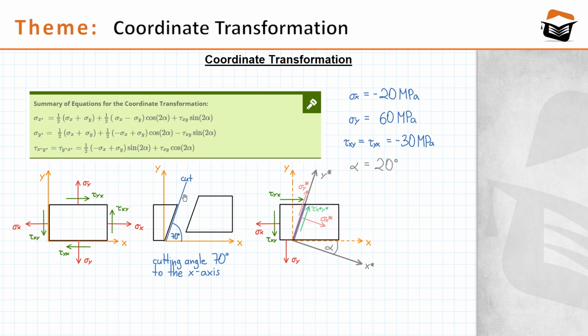So if you make a cut through the body, it is common to lay the new y-axis of the rotated coordinate system, which I have labeled as y star, parallel to the cutting area, while the new x-axis, which is labeled as x star, runs perpendicularly to the cutting area.